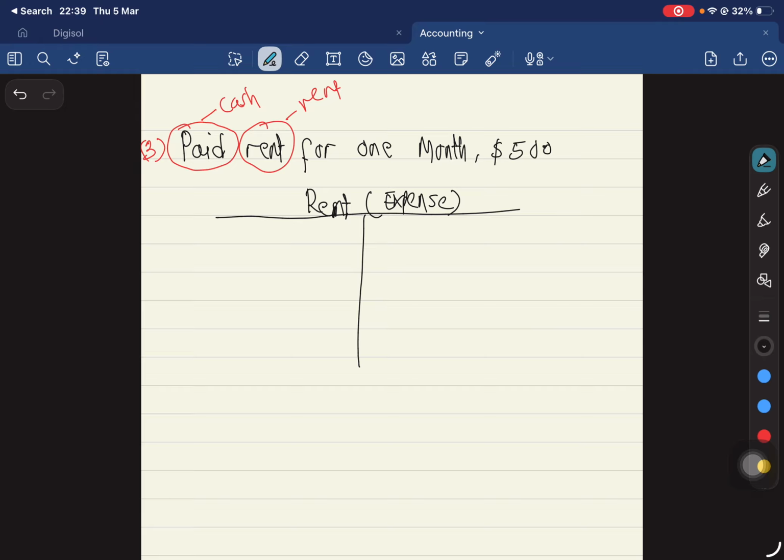And now, as I said, the left side of the T account is called the debit side. So this side is the debit side. And the right side of the T account is the credit side. This side is called credit.